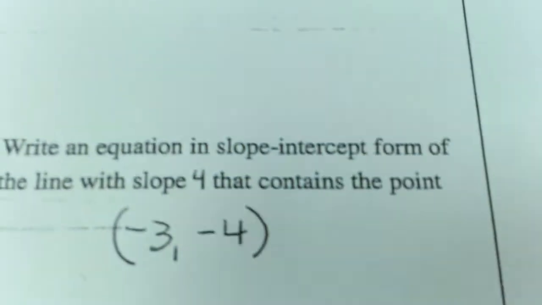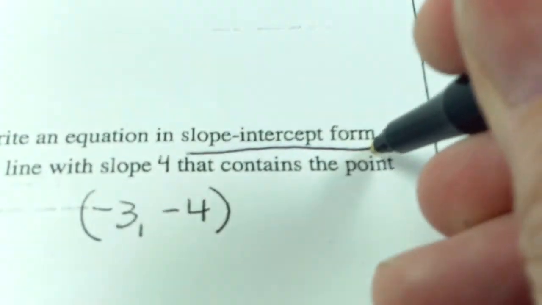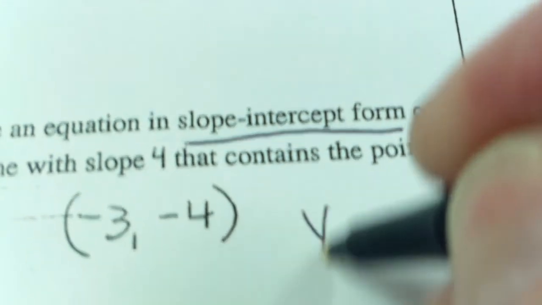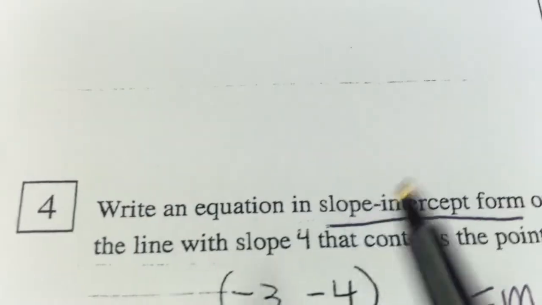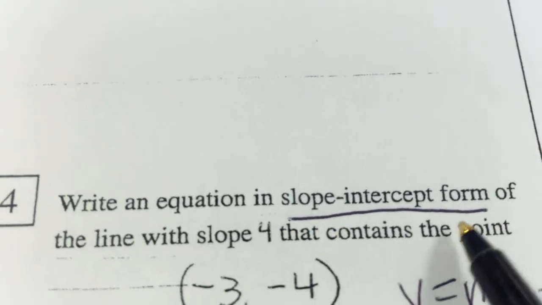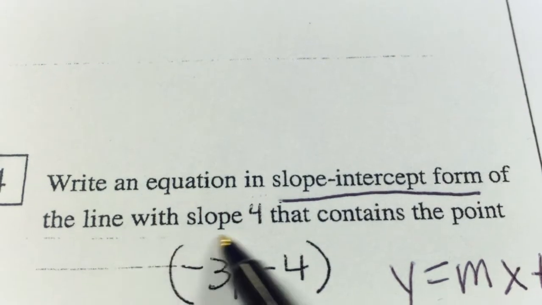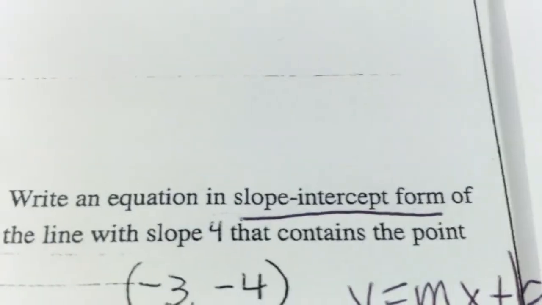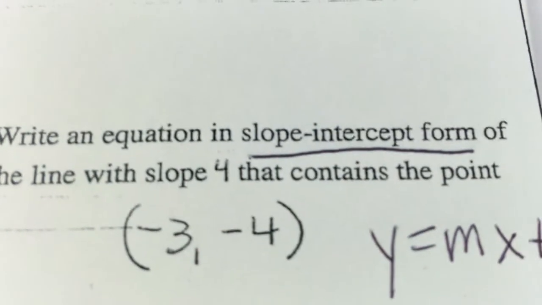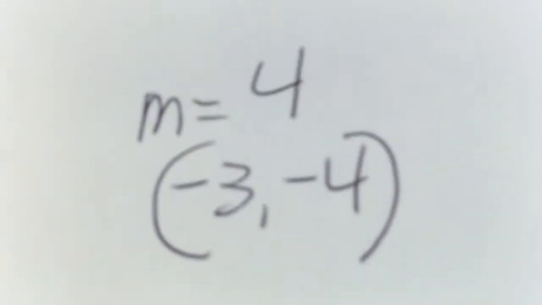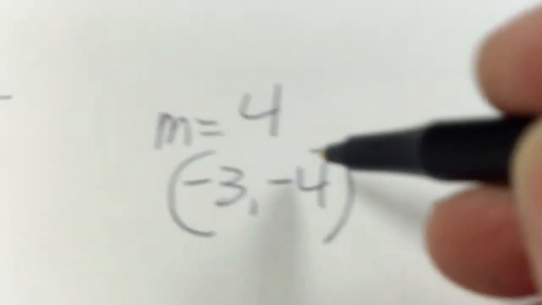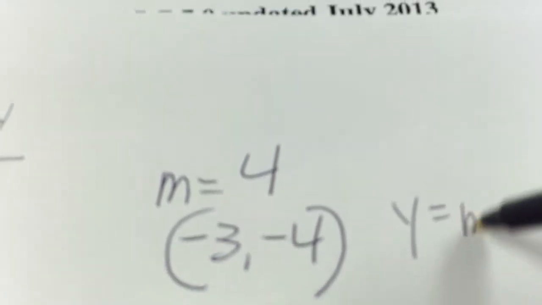Write an equation in slope-intercept form. Slope-intercept form is y equals mx plus b. Write an equation in slope-intercept form of the line with a slope of 4 that contains the point -3, -4. Okay? And we're going to put it in slope-intercept form. So it has a slope of 4, has the point of -3, -4, and we want it in slope-intercept form.